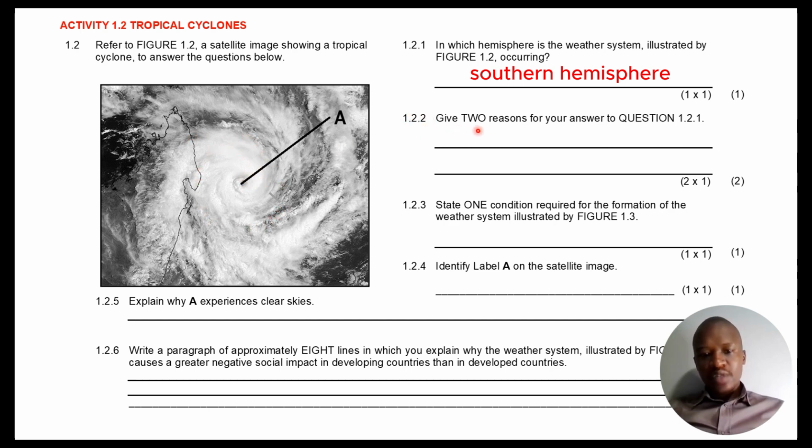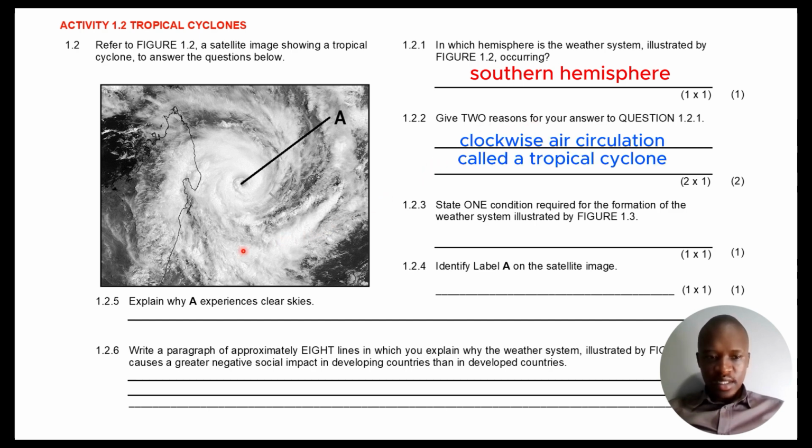1.2.2, give two reasons for your answer. The first reason, I just gave you: the air circulation is clockwise. Number two, it is called a tropical cyclone. It's called a tropical what? Cyclone. We know that in the southern hemisphere we call them tropical cyclones.